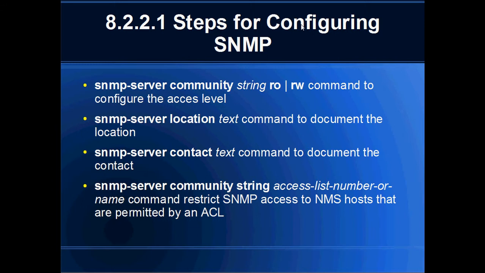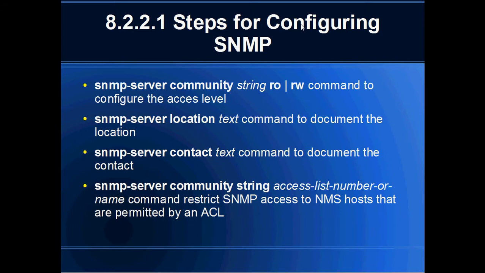Steps for configuring SNMP. We first use the snmp-server community command with the string, followed by read-only or read-write, to configure the access level. Then, to document the location, we use snmp-server location followed by flat text specifying the location. The same to document the contact: use snmp-server contact with the name of the contact.